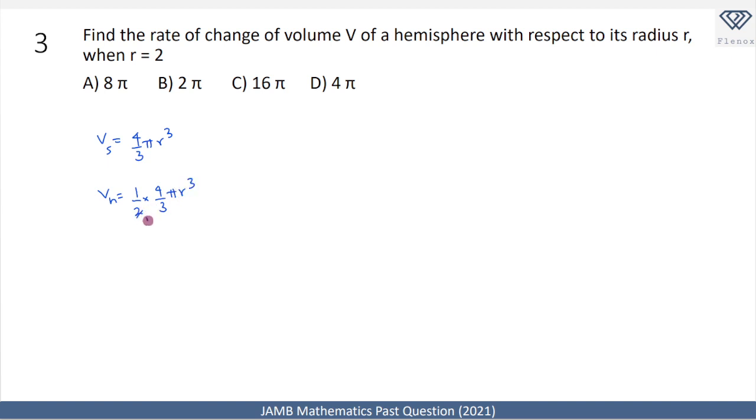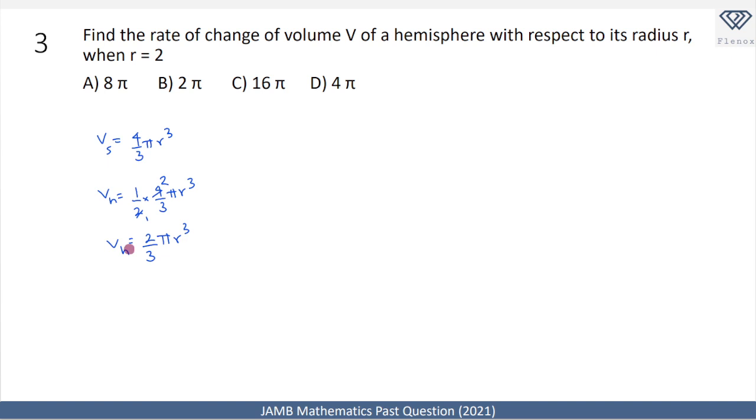And 2 goes in 4 twice, so you are left with what? 2/3 pi r cubed. So this is the formula for the volume of a hemisphere. But the question is not asking us to calculate the volume. It's telling us to find the rate of change of volume with respect to the radius.